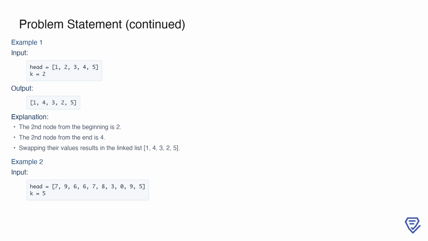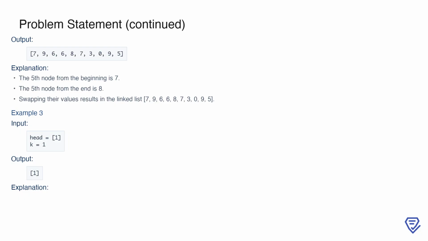Now, consider another example where the linked list is 7, 9, 6, 6, 7, 8, 3, 0, 9, 5, and k is 5. In this case, the fifth node from the beginning has the value 7, while the fifth node from the end has the value 8. Swapping these two values results in the linked list 7, 9, 6, 6, 8, 7, 3, 0, 9, 5. Again, the nodes themselves remain in place, but their values are exchanged.